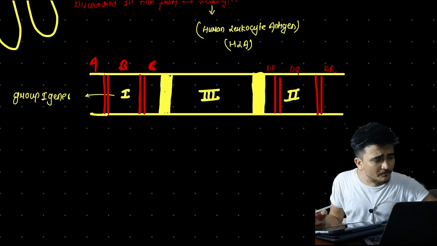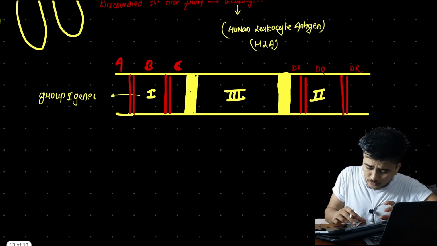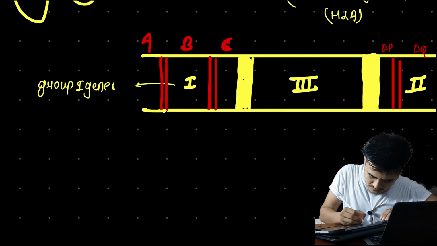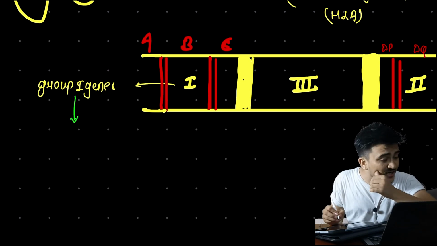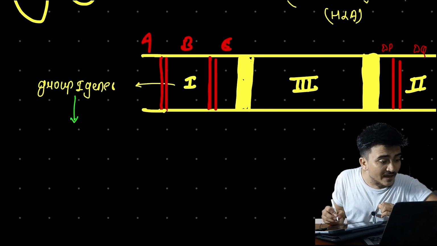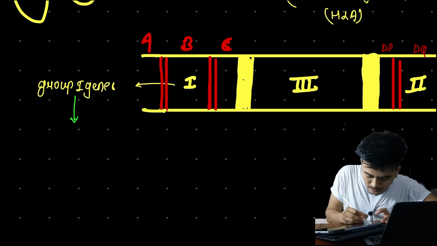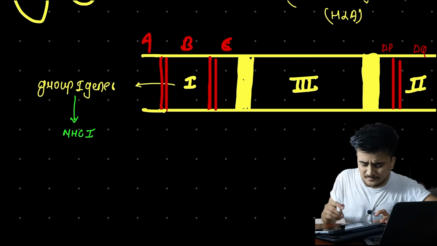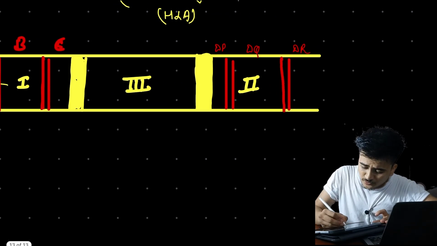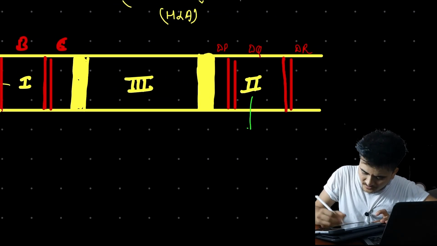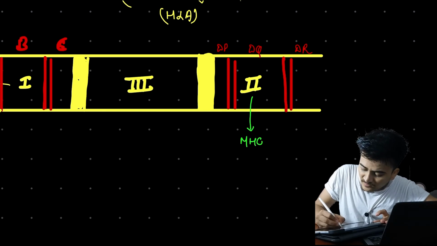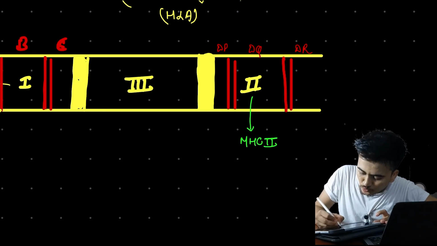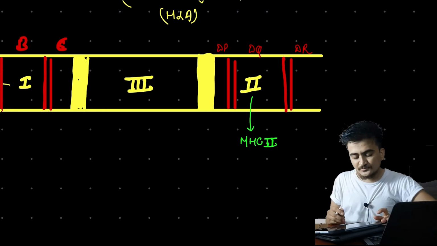Okay, talking about group I genes. The thing that we need to know is these are responsible for giving MHC class 1 molecules. I mean, they give what? MHC class 1 molecule, right? And what about the group 2 genes? These are responsible for giving MHC class 2 type, right?